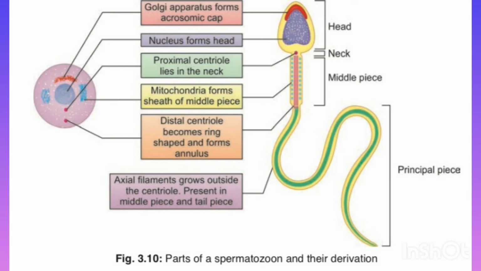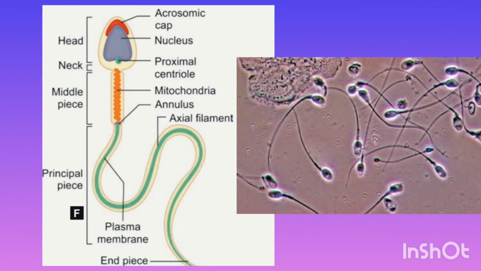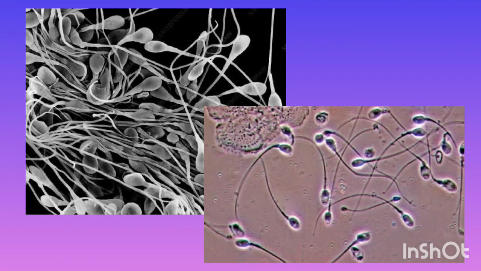around the middle piece. Thus we have a mature sperm with a head, neck, middle piece, principal piece and the end piece. The principal piece and the end piece form the tail of the sperm. This entire process of the primitive germ cells converting into the sperm takes place during puberty. Now the sperm is ready for fertilization.